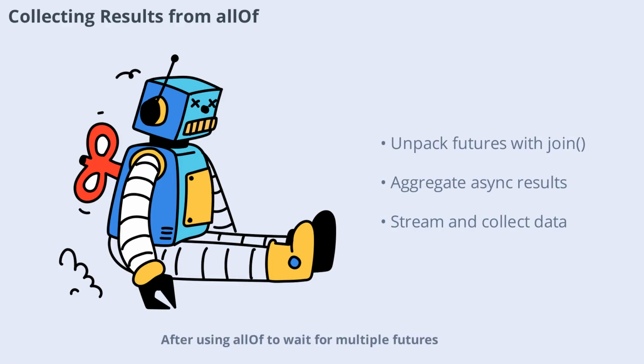After using allOf to wait for multiple futures, you'll often want to collect their individual results. This requires unpacking each future, typically using the join method. By streaming over your list of futures and joining each one, you can gather all results into a single collection. This pattern is common when aggregating data from multiple asynchronous sources.